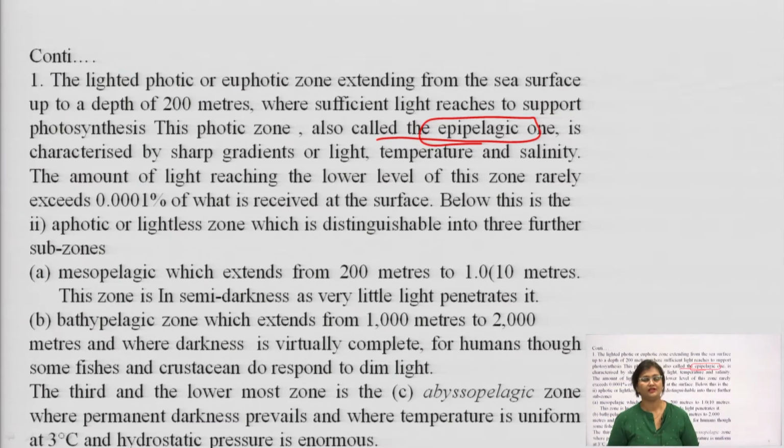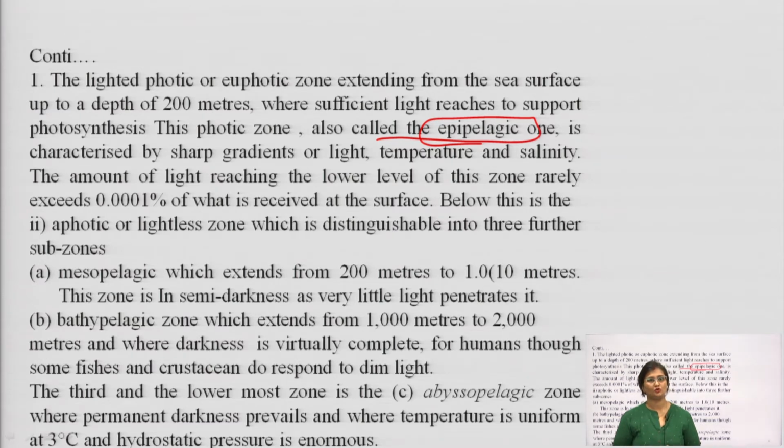Now, let us again look into the euphotic zone or the epipelagic zone. This is a lighted or photic region. It ranges from the surface to 200 meters below the surface. Here sufficient light reaches to support photosynthesis. This photic zone is also known as the epipelagic zone. It is characterized by a sharp difference in light, temperature and salinity.